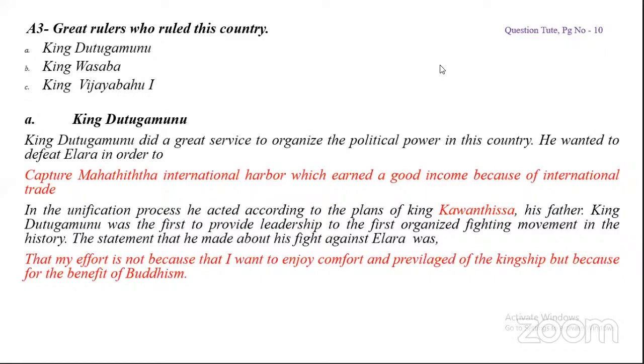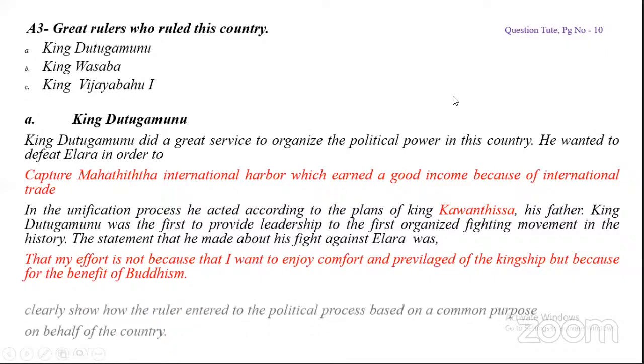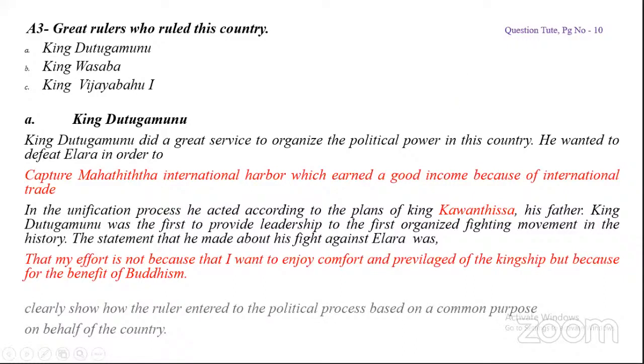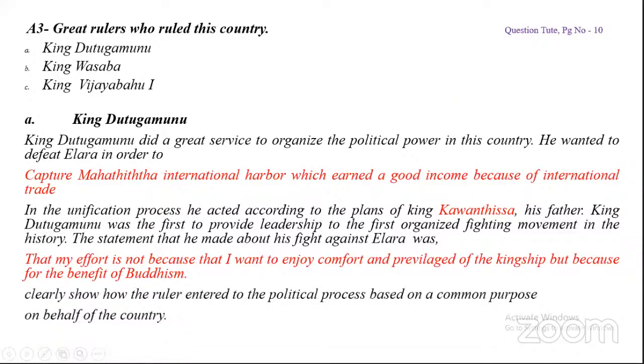No need of neat handwriting actually, but it must be clear, okay? So in the unification process, he acted according to the plans of King Kavantissa, his father. That's not true, but even so we write in that way. King Dutugamunu was the first to provide leadership to the first organized fighting movement in the history. The statement that he made about his fight against Elara was that my effort is not because I want to enjoy comfort and privileges of the kingship, but for the benefit of Buddhism. Now this is what you have to write here.